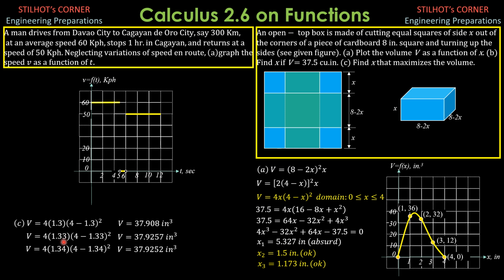And that value is, of course, if you say 1.335, but we jump to the conclusion that it is 4 thirds, because 4 thirds is 1.33333, and that is between these values. So when the dimension is 4 thirds, the volume in decimal is 37.9259, and in fact, it is greater than these two values here. Therefore, we conclude that the dimension x corresponding to maximum volume is 4 thirds inches.